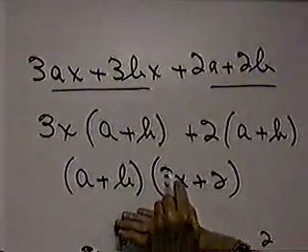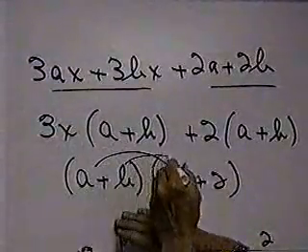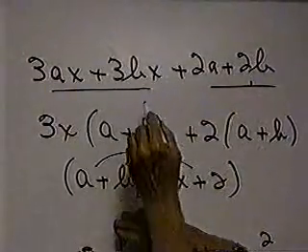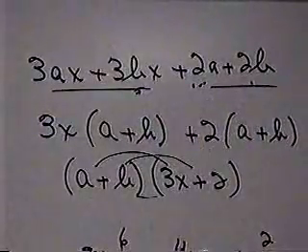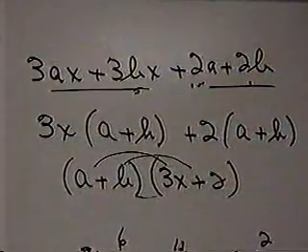Now let's see if it works. First times the first, 3ax. Last times the last, 2b. Inside, 3bx. Outside, 2a. Works. Okay. You can always check your work in factoring by multiplying it back together.